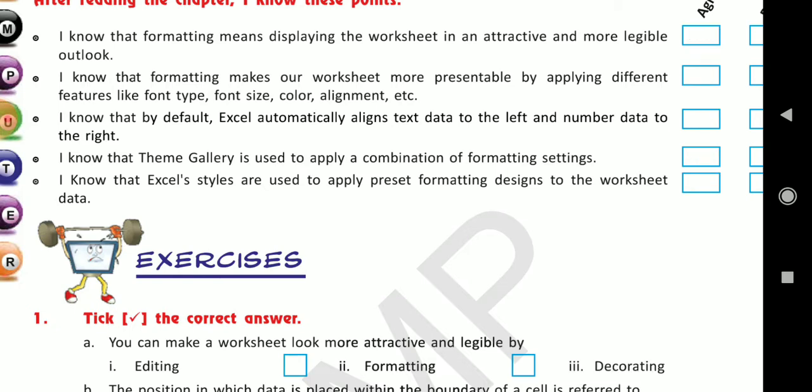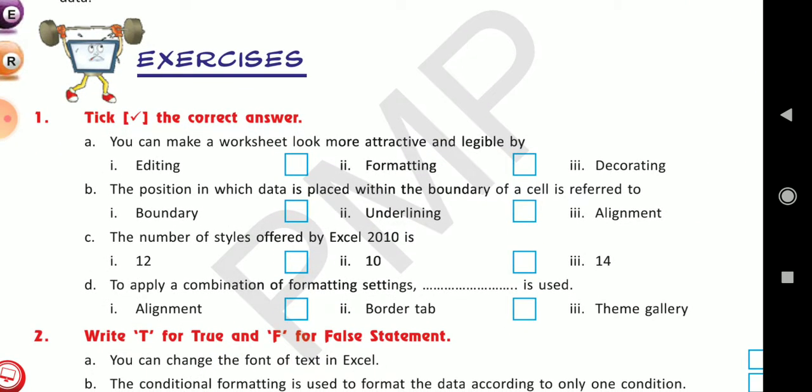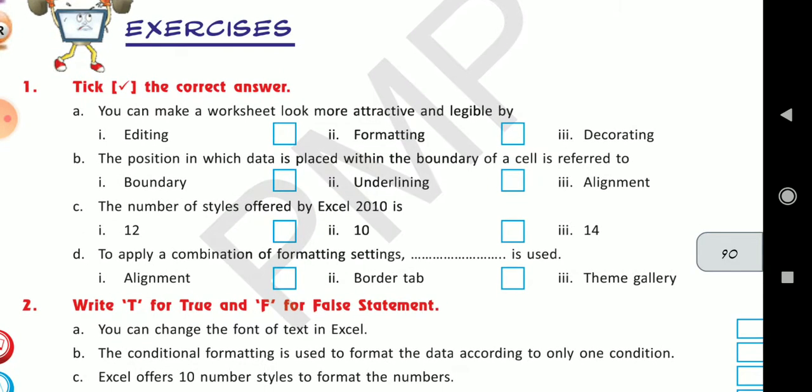Now, take the correct answer. You can make a worksheet look more attractive and legible by, how can you make? Just while starting the chapter, we read a line that formatting makes your worksheet look more attractive and legible. So the answer is formatting.